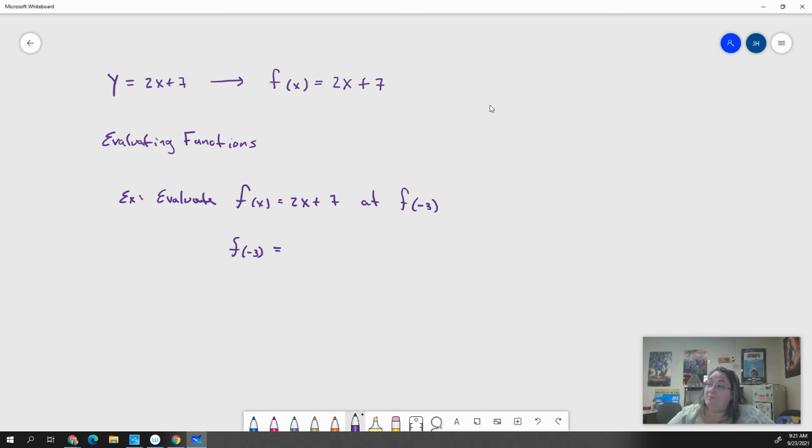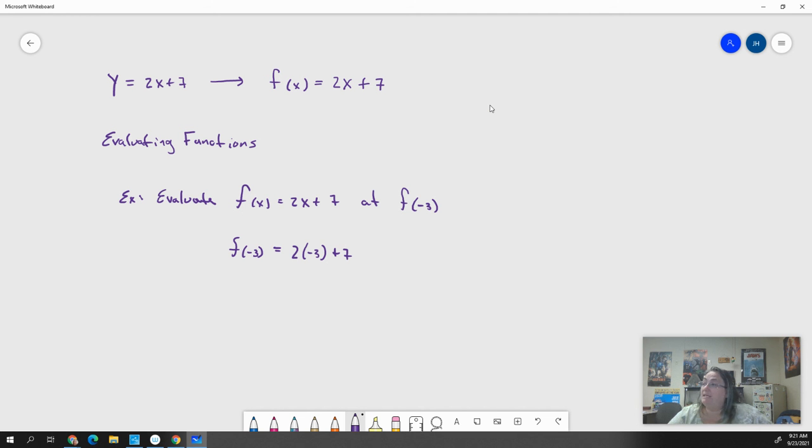That's my input. So I'm going to go 2 times (-3) plus 7. When I am putting something into a function to solve it, I always put it in parentheses because I don't want to change the operations that are happening, right? Here I have 2 times x.